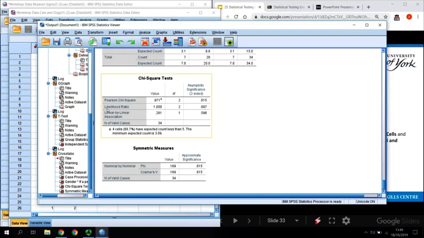So these are just three very similar ways of running a chi-squared, three ways that different people have come up with. The thing we're interested in most is the p-value again. So again, it's not under p-value, it's asymptotic significance two-sided. Because these p-values are greater than 0.05, we can interpret that as there being no statistically significant association between gender and pet preference.